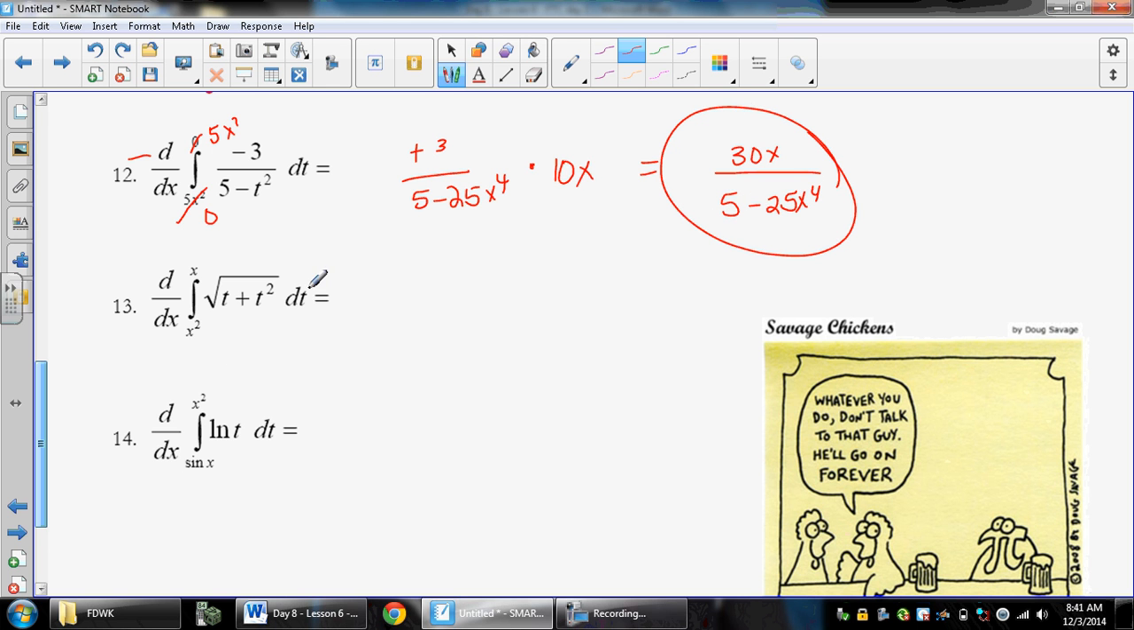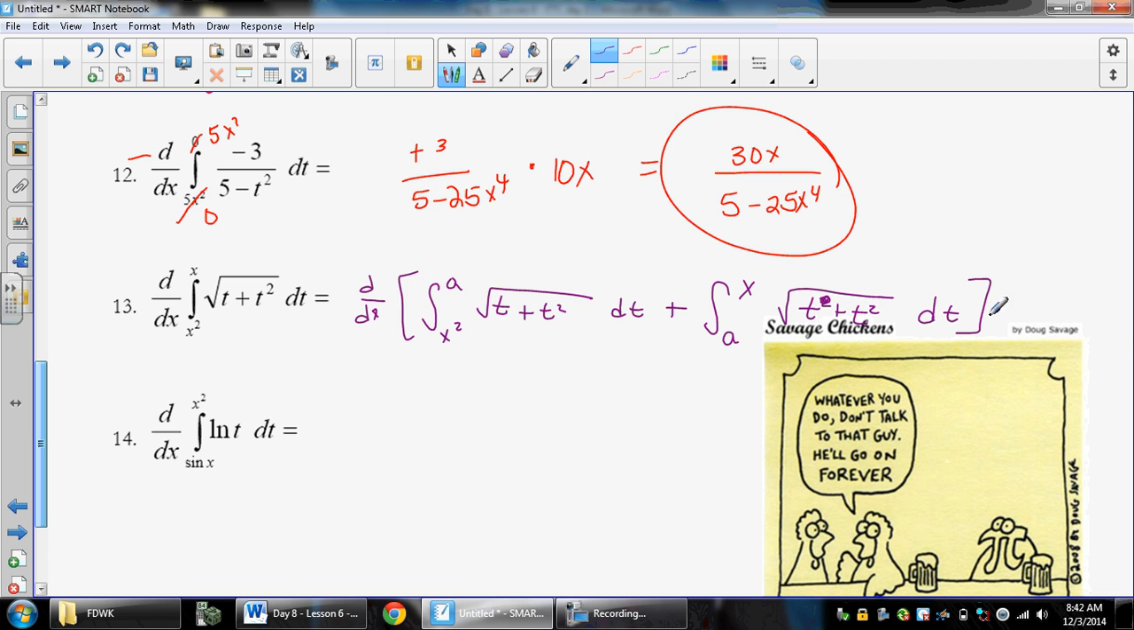Okay, what happens when there's two bounds? Well, basically, the backstory of what I'm about to do is you can separate this, and I can rewrite this as d dx of the integral from x squared to 0. I don't even care. It doesn't even have to be 0. Here, we'll call it a. x squared to a. Sure. Square root of t plus t squared, plus the integral from a to x of the square root of t, t plus t squared.